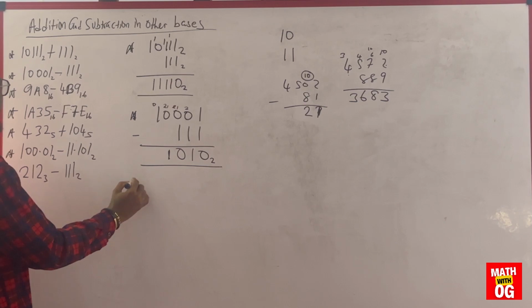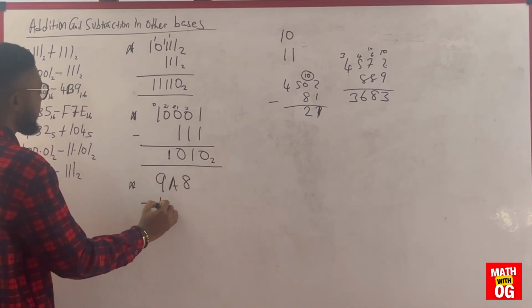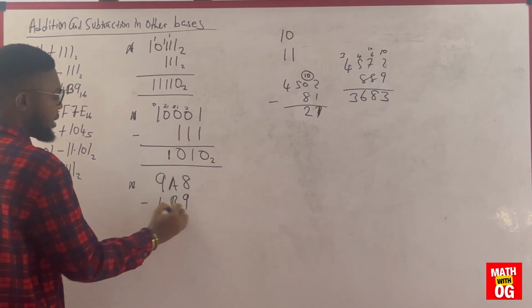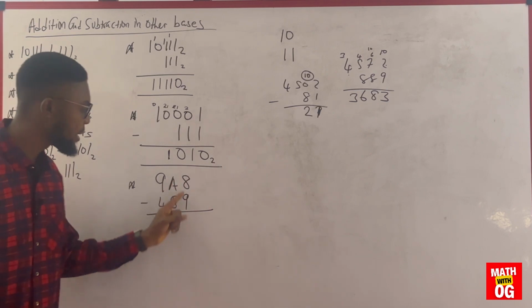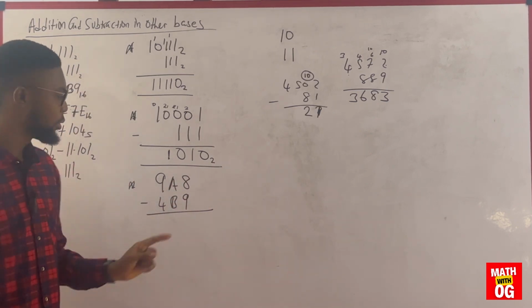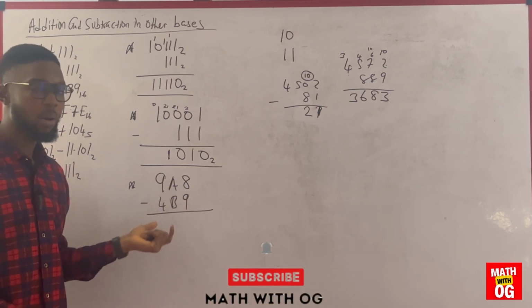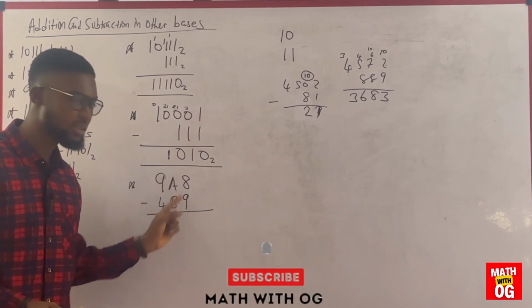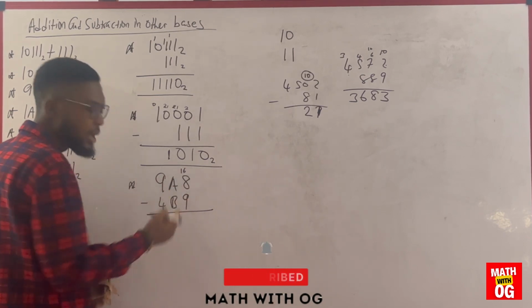Next question, we have 9A8 minus 4B9, both in base 16. Now 8 minus 9 cannot go through. So what do I do? I borrow 1 from here. Okay, now we are working in base 16. What do we call it? We borrow 16. So this automatically becomes 16 plus 8 minus 9.